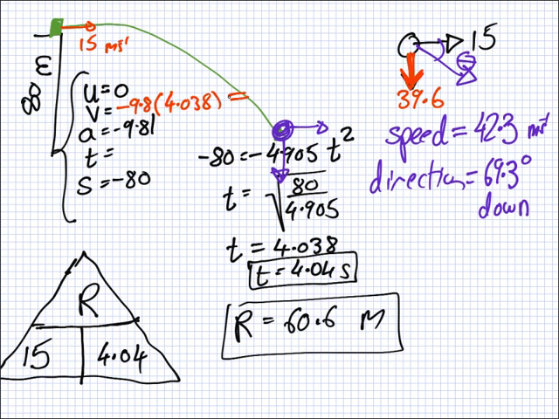Oh, Pythagoras. The resultant. Pythagoras. Yeah? So the speed was equal to the square root of what? 15 squared plus 39.6 squared. And then how did I get the theta? Tan inverse of 39.6 over 15.